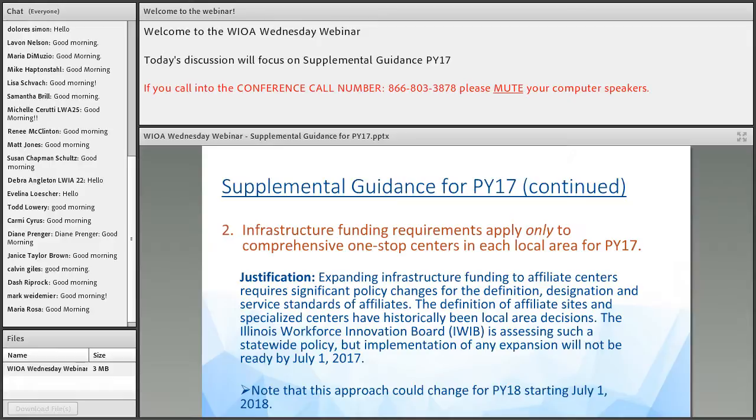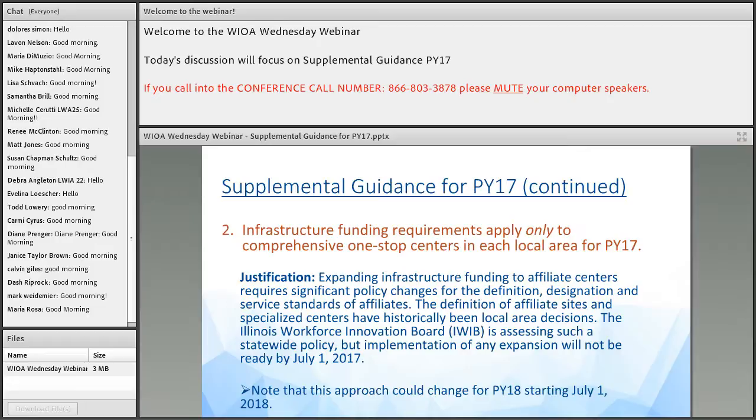The justification for that is that expanding the infrastructure funding to affiliate centers would require a major policy change in the definition, the designation, and the standards that are applied to affiliates in Illinois. So the Illinois Workforce Innovation Board, the IWIB, is looking at that and considering assessing a statewide policy, but in the meantime, the guidance is to just continue what you've been doing, that infrastructure costs only apply to comprehensive one-stop centers. And we wanted to point out that there are not just policy implications about what affiliate sites mean and the requirements that apply to them.